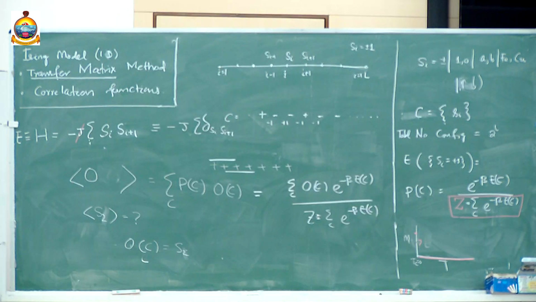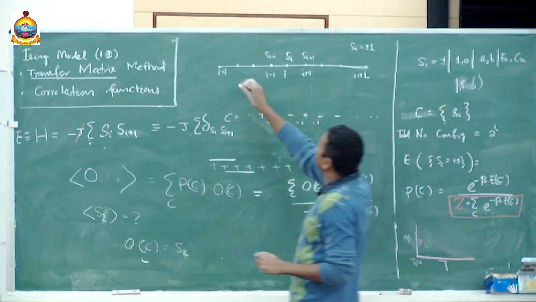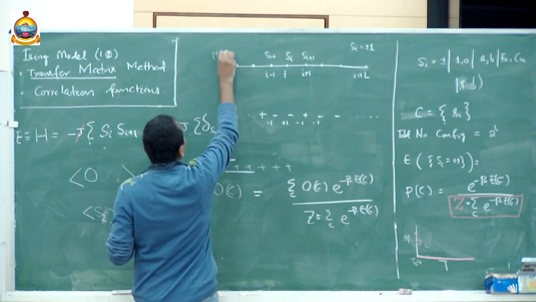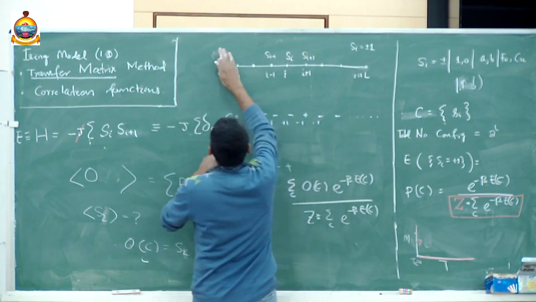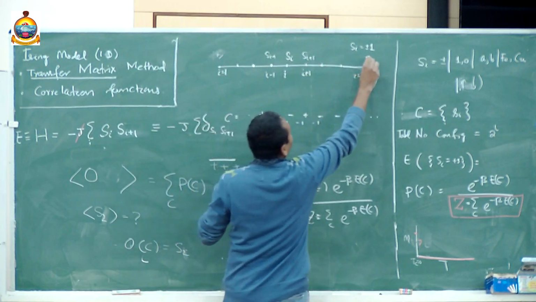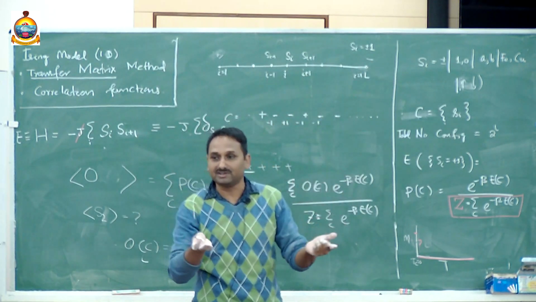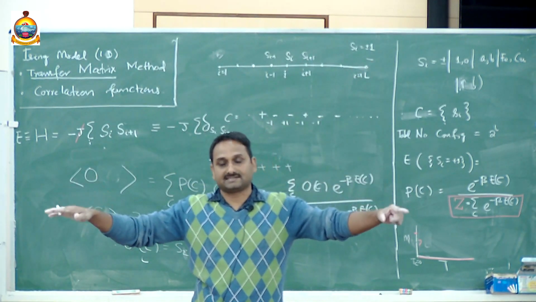Now the question is, will it be the same if you fix the spins at the boundaries? Let me ask you this question. Repeat the calculation. Find the SK expectation value for the boundary condition that the first spin is plus, and this spin is minus, not plus. That is the boundary condition. There is no periodic one. These two spins are fixed.